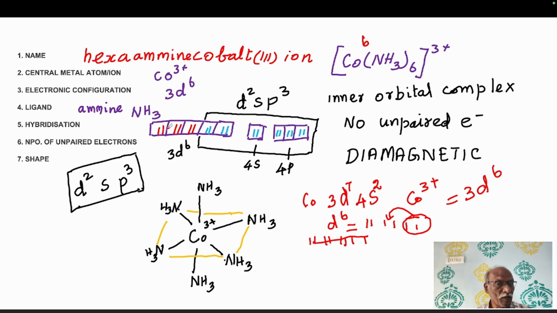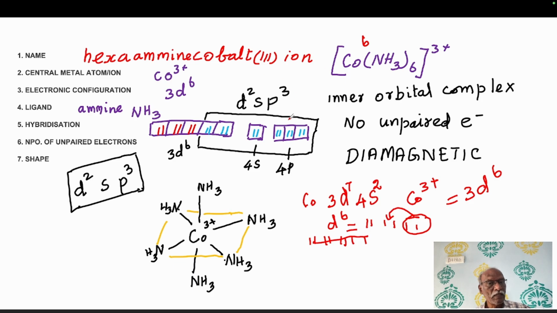Who does this job? Ammonia. And thereby 2 d orbitals, 1 s orbital, and 3 p orbitals, altogether 6 orbitals are available for the hybridization, and such hybridization is called d2sp3. The 2 d orbitals, 1 s orbital, 3 p orbitals altogether have d2sp3 hybridization. So this hybridization taking place in this particular complex, the hexaamine cobalt 3 ion, is d2sp3 hybridization.